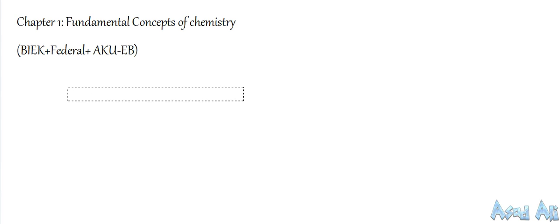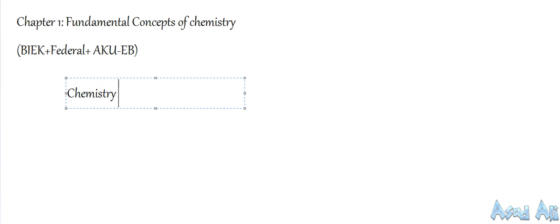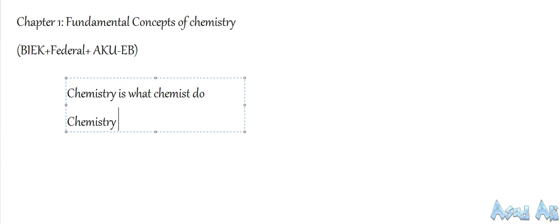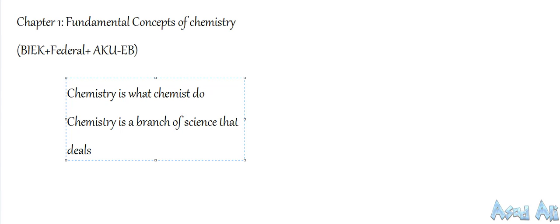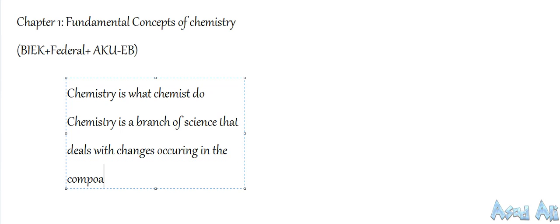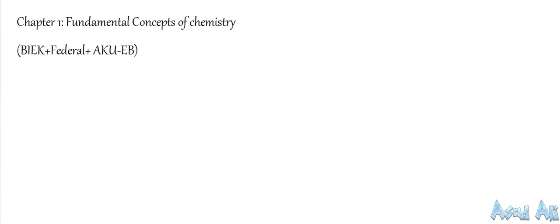So I can write: chemistry is what chemists do, but in simpler terms we can write that chemistry is a branch of science that deals with the changes occurring in the composition of matter. Now you know the concept of chemistry.